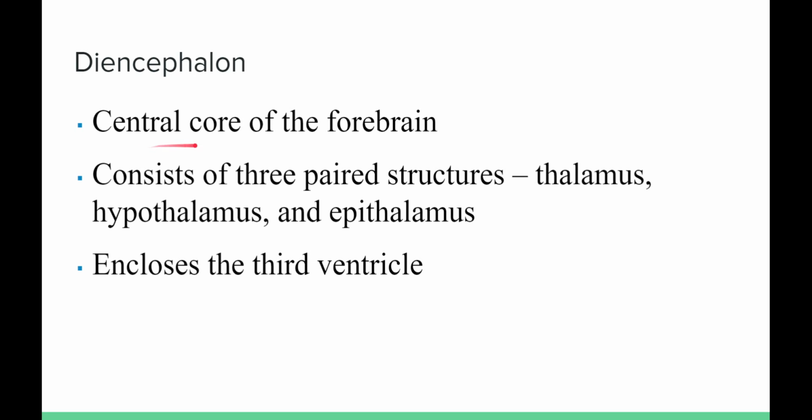So this is the central core of the forebrain. And that has three paired structures. You have the thalamus, the hypothalamus, which hypo means below, and the thalamus is the thalamus. And then epi is upon or around the thalamus. All right. So you have the thalamus, the hypothalamus, and the epithalamus. We're not too worried about the epithalamus, just the thalamus and the hypothalamus. And I think I've said the word thalamus enough times now that it just doesn't really feel like a word anymore to me. Okay. And this encloses that third ventricle, I believe.